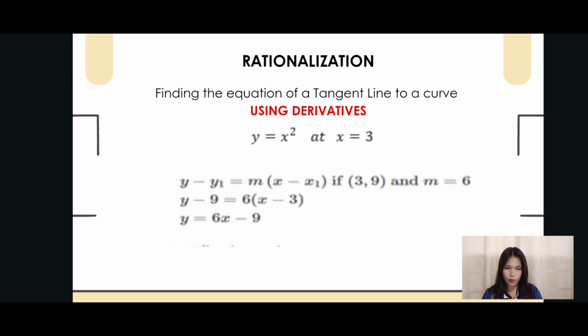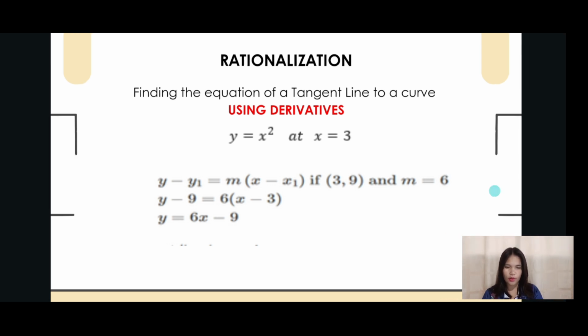Then we transfer the negative 9 to the other side and it turns into positive 9. So 6 times negative 3 is negative 18, plus 9, we will have negative 9. So the final answer is y equals 6x minus 9. Then we have the equation of the tangent line to the curve. So again, the answer is found using derivatives.